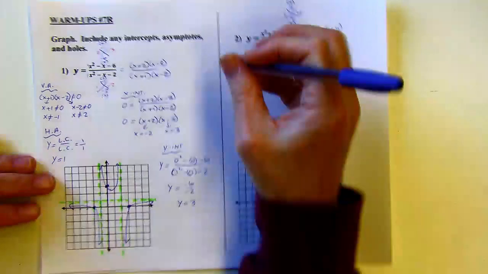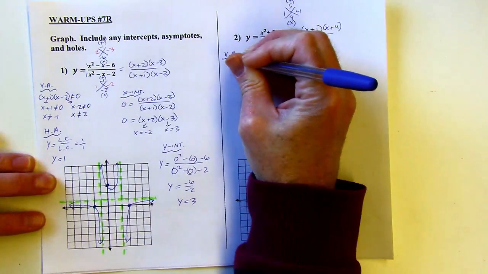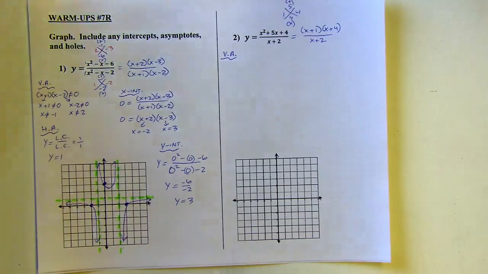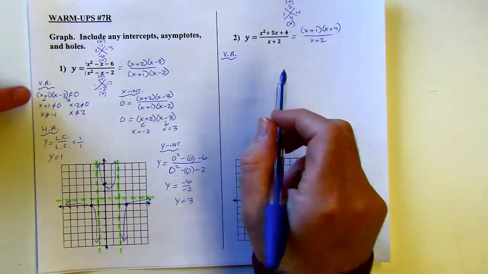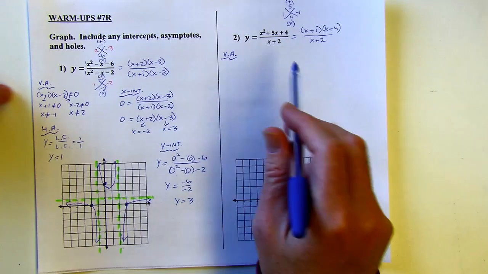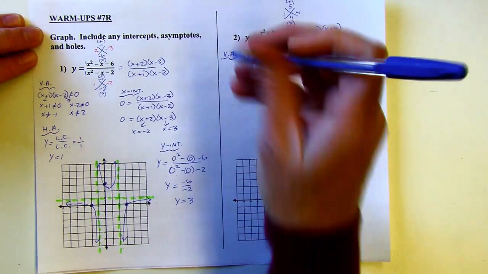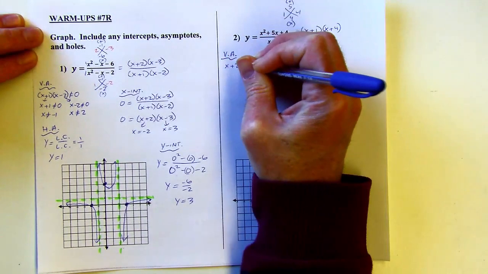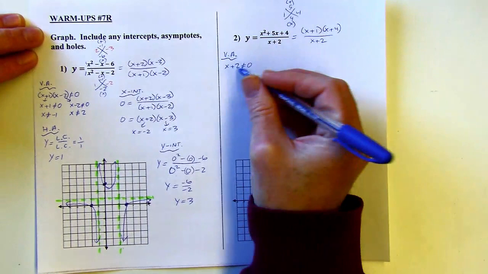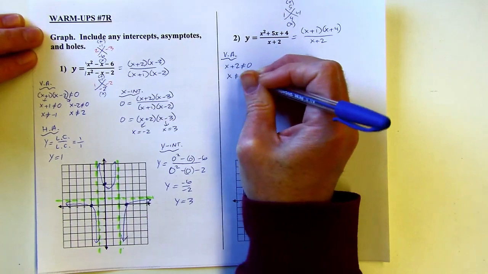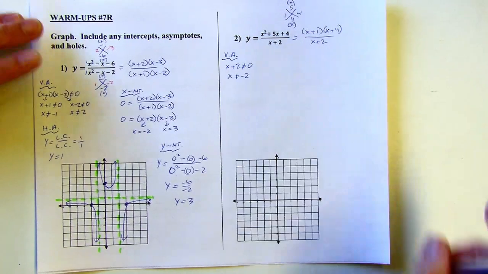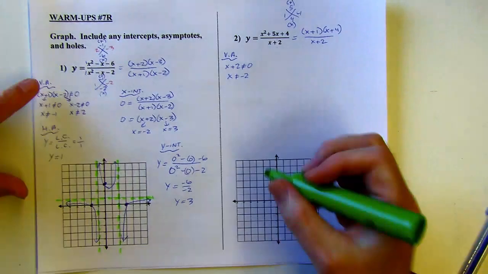So let's start with vertical asymptotes. I'm going to find those in the same way I did on this first problem. I'm going to set the denominator equal to 0. So this is undefined x values. It's things that will give you a 0 denominator. So x can't equal -2 because that would give me a 0 denominator there, right? Let's put that in.